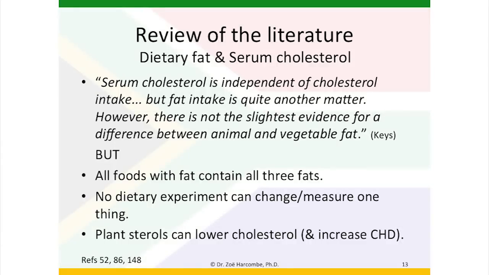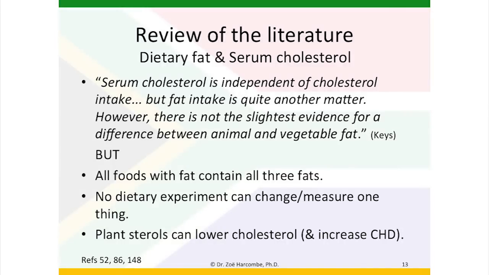However, all foods with fat contain all three fats. That's the point I've just made. Animal fats are not saturated, plant fats are not unsaturated. Every food on the planet that contains fat, which would include meat, fish, dairy products, eggs, nuts, seeds, avocados, olives, and indeed even some grains and fruits contain traces of fat. Every food that contains fats contains monounsaturated fat, polyunsaturated fat, and saturated fat. We cannot call animal fats saturated any more than we can call plant fats unsaturated.